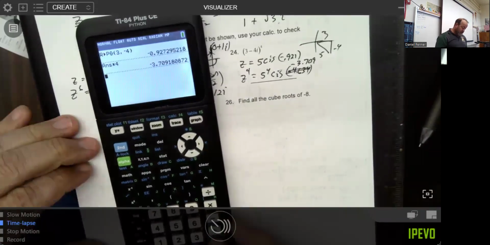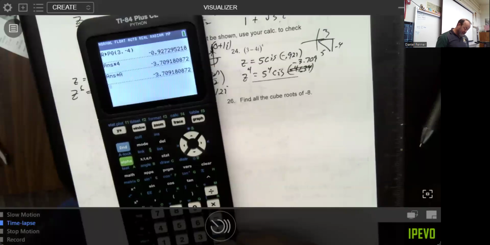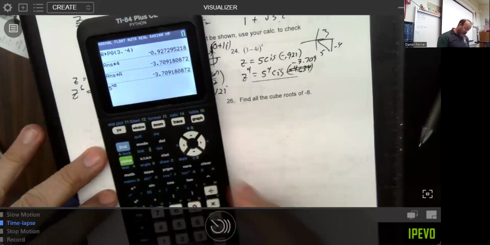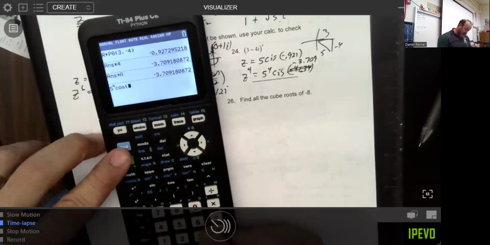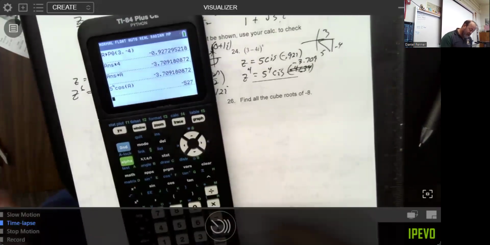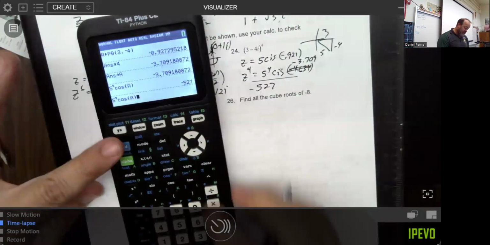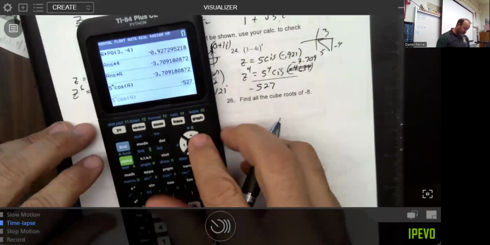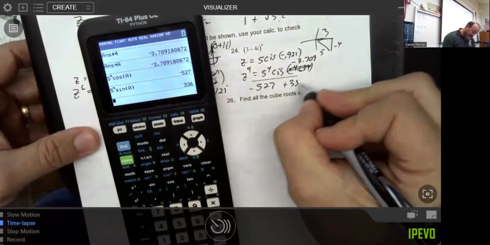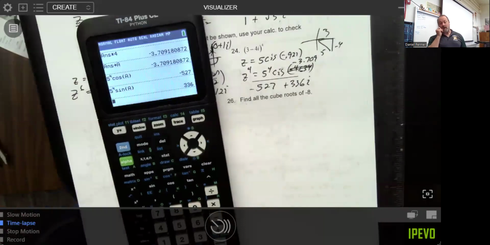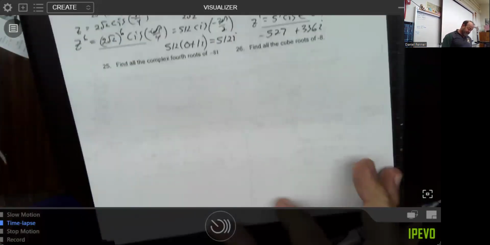So let's store that again as A. And now I'm going to take 5 raised to the 4th times the cosine of that angle, that angle 3.709. And I got negative 527. And if I try it again, but instead of taking the cosine I take the sine part, that'd be plus 336 i. And that's the power of De Moivre's theorem, is we can very quickly get some good stuff.